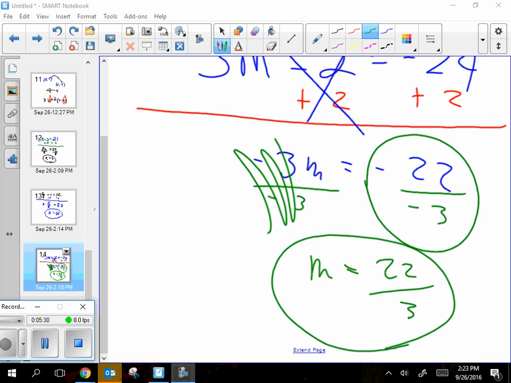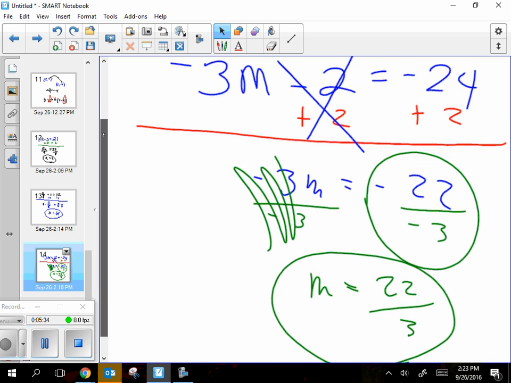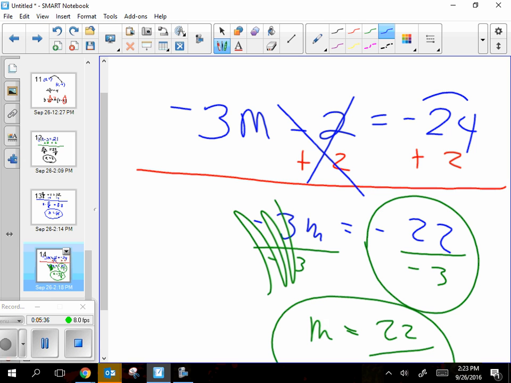Why the 22? The 22 came from the negative 24 and the positive 2 right here. That made negative 22. Because think of it this way, it's like 24 on the negative team and only 2 on the positives. They fight because they're on opposite teams, and there's lots of negatives left. How many negatives are left? Negative 22.